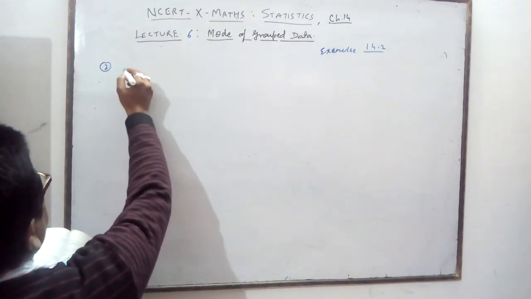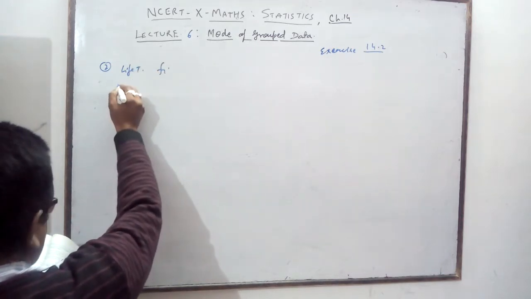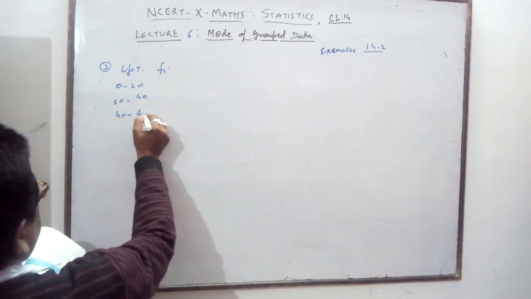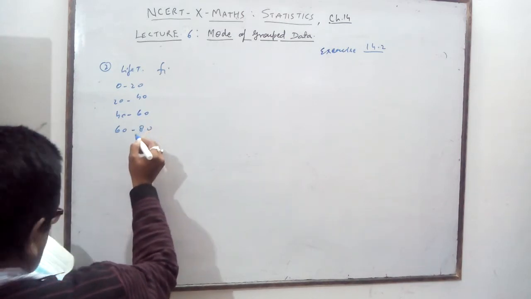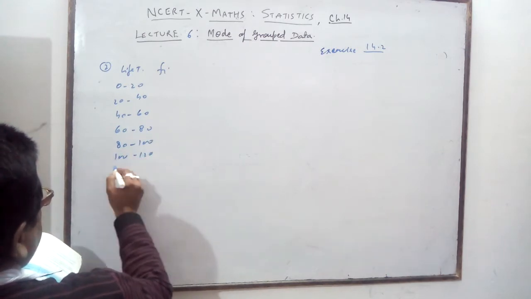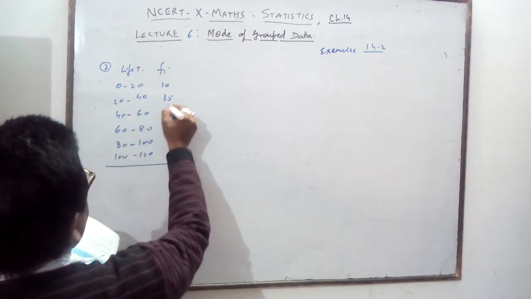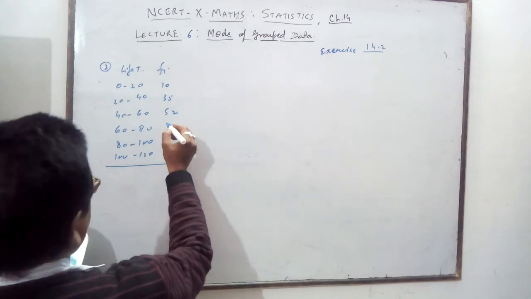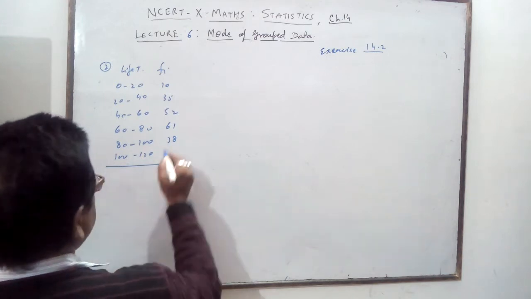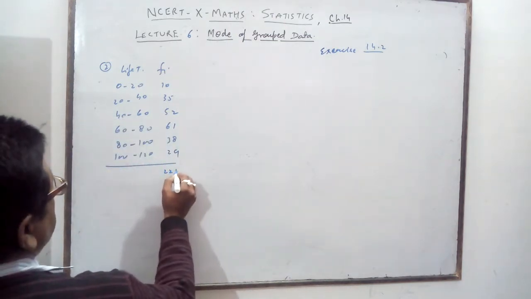Question number 2. Lifetime and the frequency. What is the lifetime given? 0 to 20, 20 to 40, 40 to 60, 60 to 80, 80 to 100 and 100 to 120. And the frequency is given: 10, 35, 52, 61, 38, 29. Total 225.